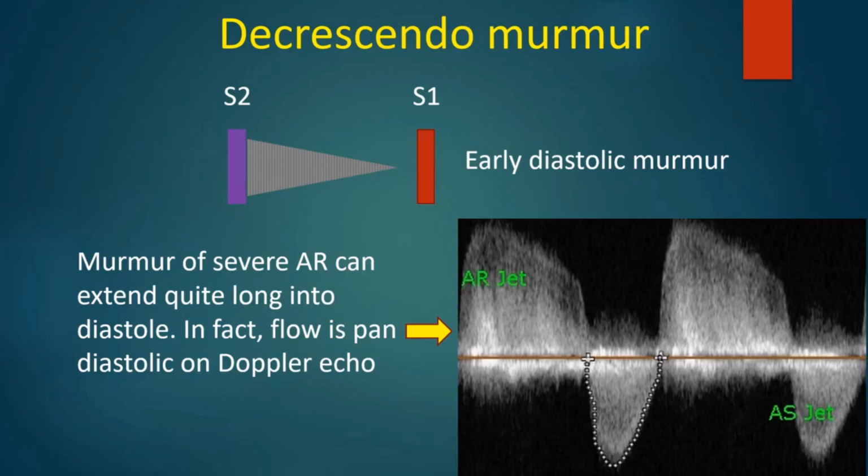Early diastolic murmur starts with the second heart sound. Typical early diastolic murmurs are those of aortic regurgitation and pulmonary regurgitation due to pulmonary hypertension. That is the Graham-Steell murmur. They are decrescendo murmurs. In pulmonary regurgitation without pulmonary hypertension, the murmur starts a short while after the second heart sound. It is also known as a delayed diastolic murmur.